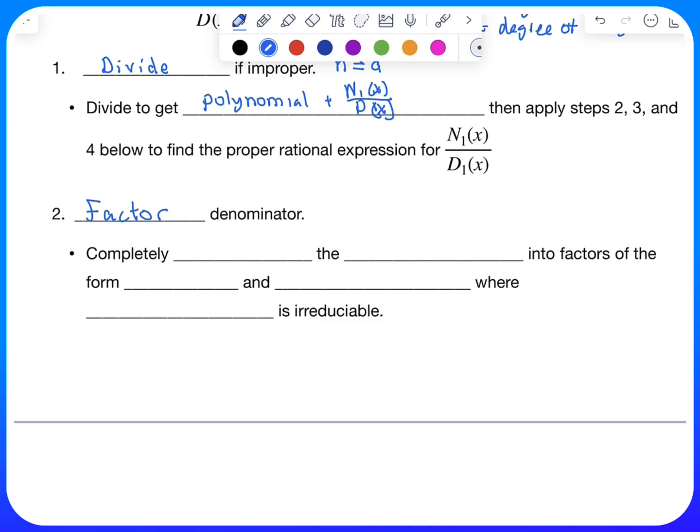Now the first thing you're going to do is factor your denominator. You need to completely factor the denominator into factors of the form px plus q to the n power, or ax squared plus bx plus c raised to the n power, where that quadratic will not factor down any farther. It's irreducible.